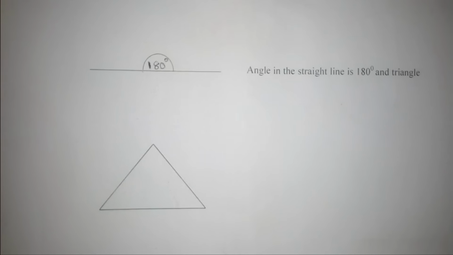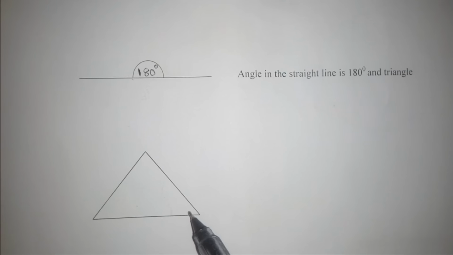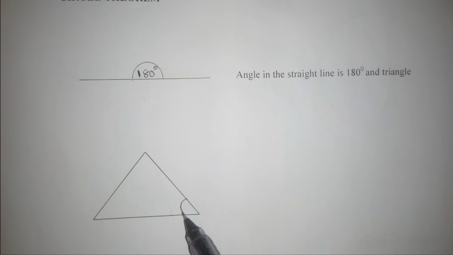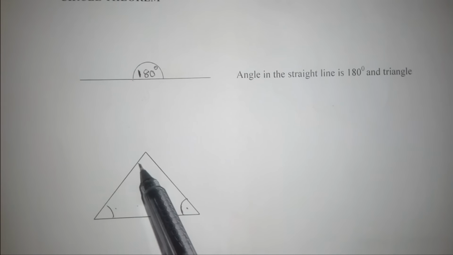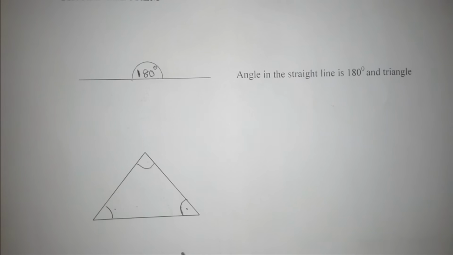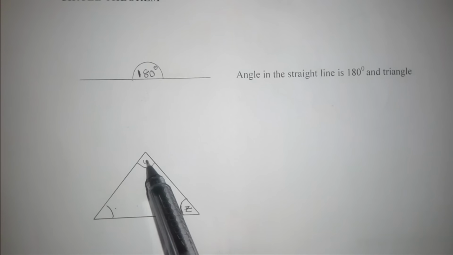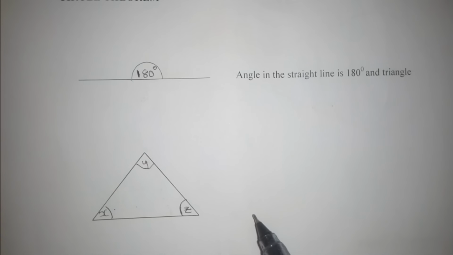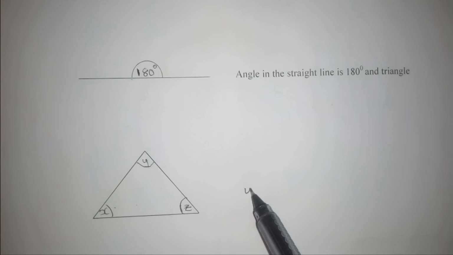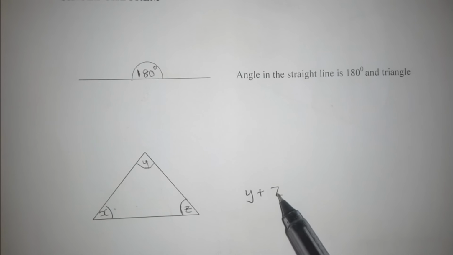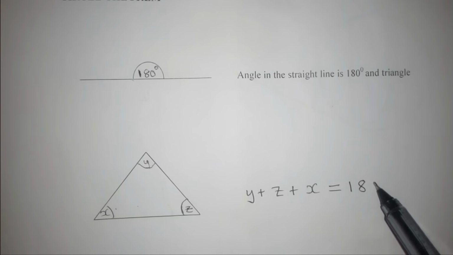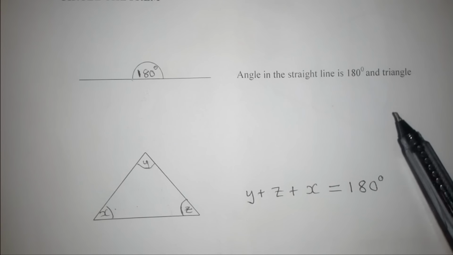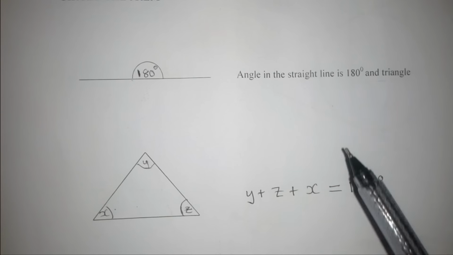Let's check another one. The angles inside a triangle add up to 180. So the angle here plus this one plus the angle here should give you 180 degrees. Let's say this is angle Z, this is angle Y, and this is angle X. So angle Y plus Z plus X should give you 180 degrees. This is what this statement means.